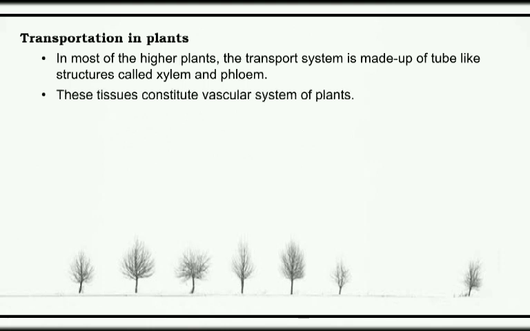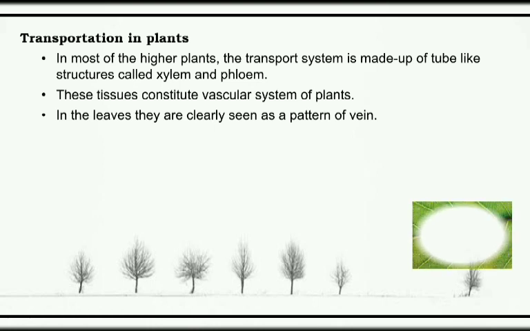This tissue constitutes the vascular system or vascular bundle of the plant. In the leaf, there are clearly visible veins. There are so many veins that you have already seen. Suppose this is the diagram of a leaf. There are so many veins, and this one is a vein.